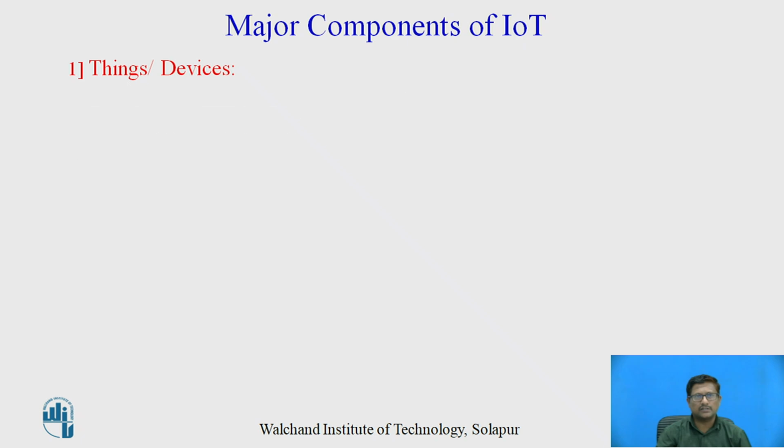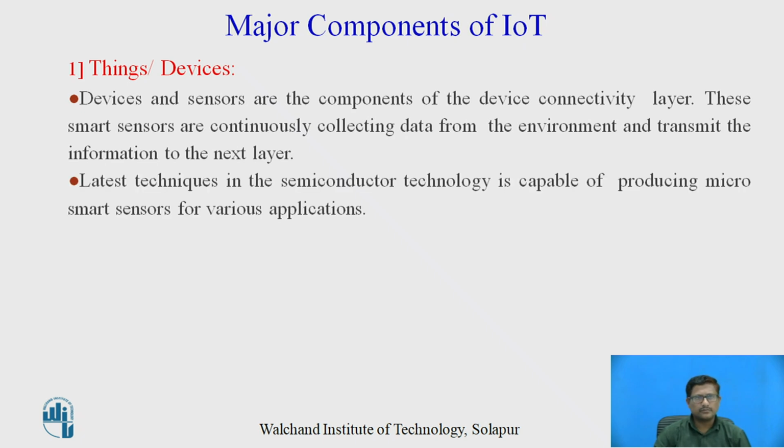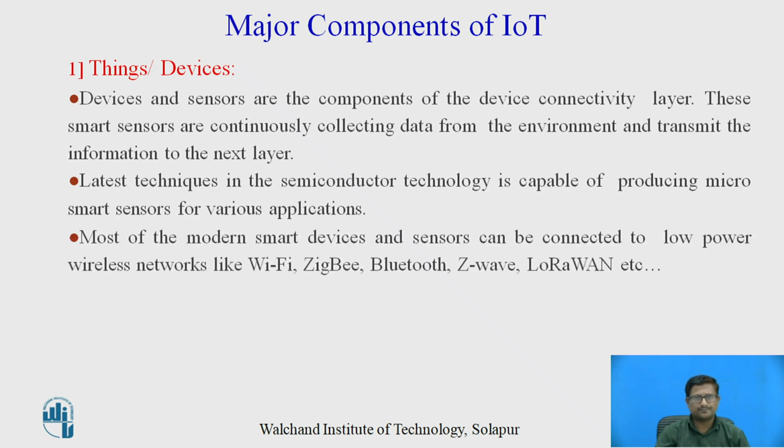The first one is things or devices. The devices and sensors are the components of the device connectivity layer. These smart sensors are continuously collecting the data from the environment and transmit the information to the next layer. Latest techniques in semiconductor technology are capable of producing micro smart sensors for various applications like MEMS sensors. Most of the modern smart devices, sensors and devices can be connected to low power wireless networks like Wi-Fi, Zigbee, Bluetooth, LoRaWAN, etc.